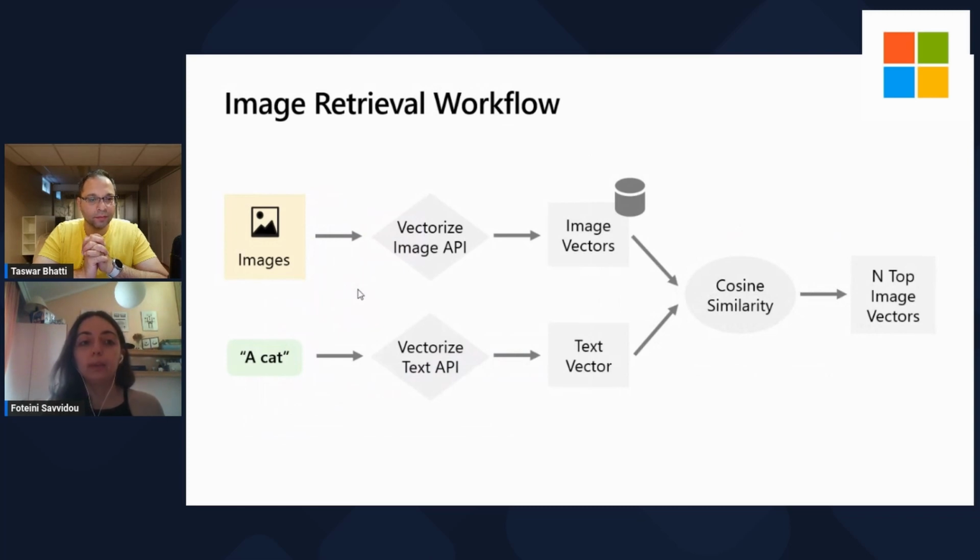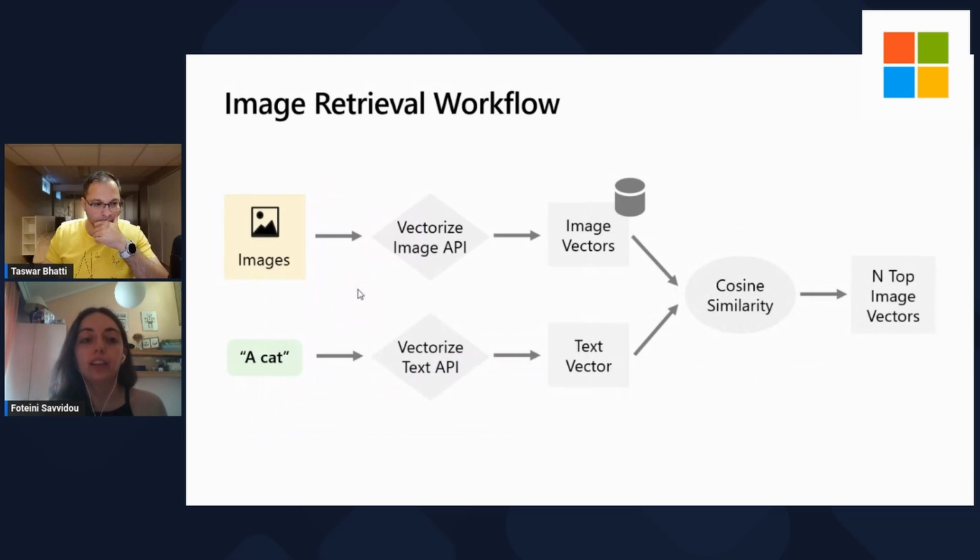And then when an application issues a query to our system, we use the vectorized text API to convert the text prompt into a vector embedding. And we use the search vector and the vectors contained in our database to calculate the cosine similarity, and then we can find the top n most similar images to the text prompt that we used.